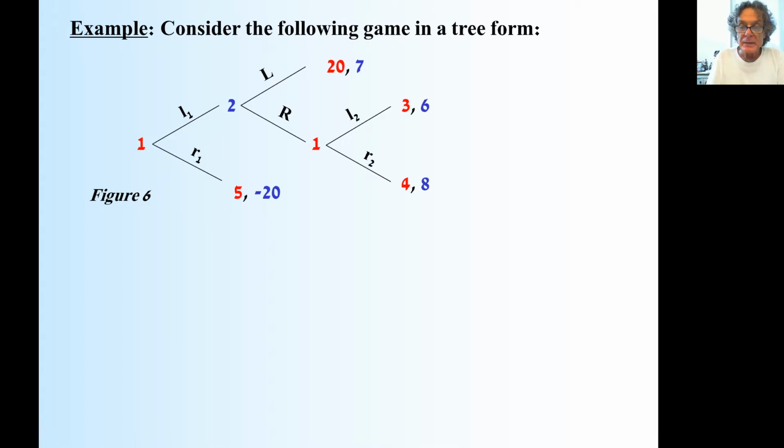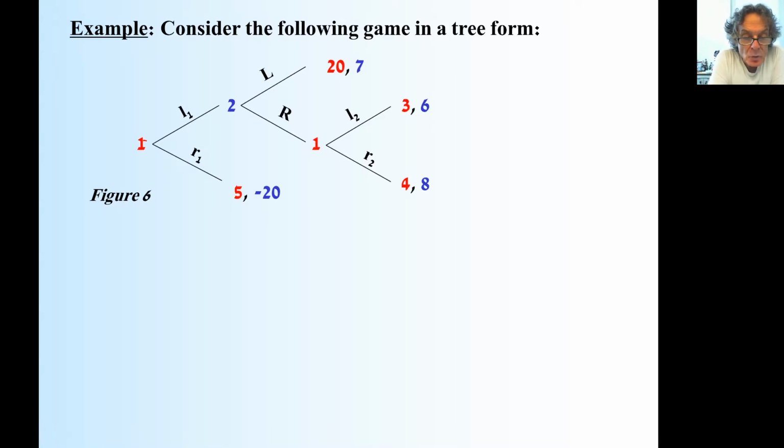Consider the following game in a tree form. Okay, a simple game. Look here. So player 1 can go left or right. We call it left 1, right 1. If he goes to the right, the game is over, but player 2 does not need to play. He, 1, gets 50. She, 2, gets negative 20.